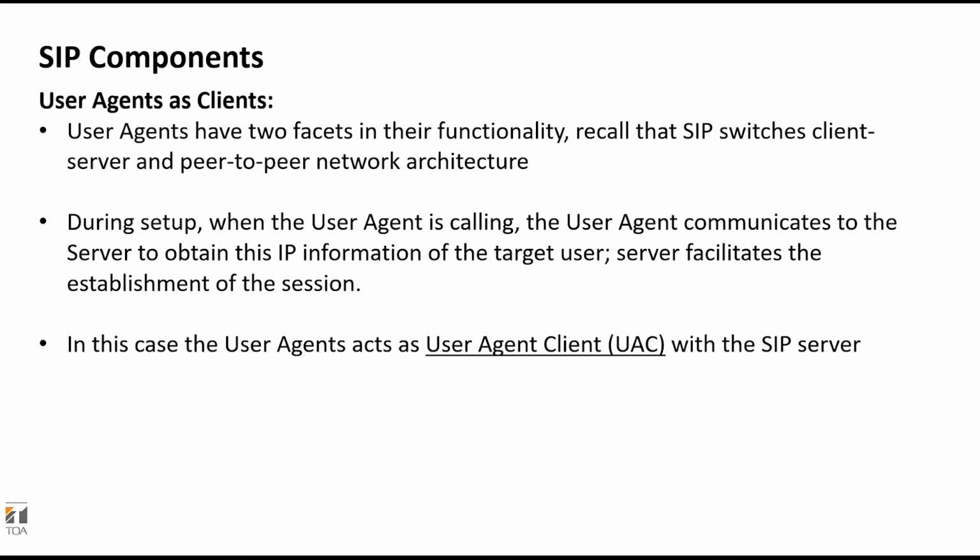User agents as clients. So user agents have two functionalities because, again, they switch between client-server and peer-to-peer network architecture. During the setup, when they're just registering or trying to contact the server, they will adopt a client-server model. In that structure, your user agent, your device locally, is acting as a client at that point in time.